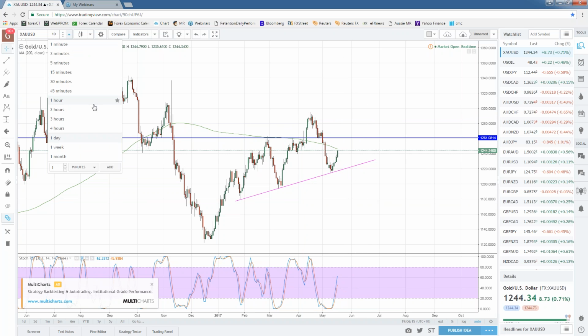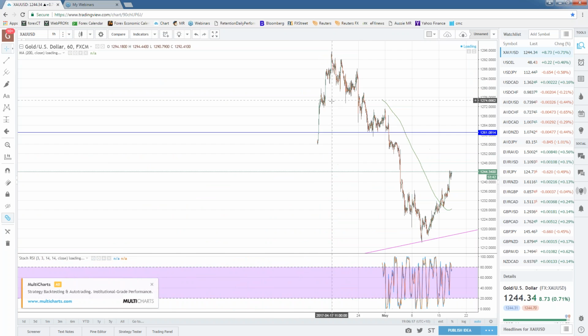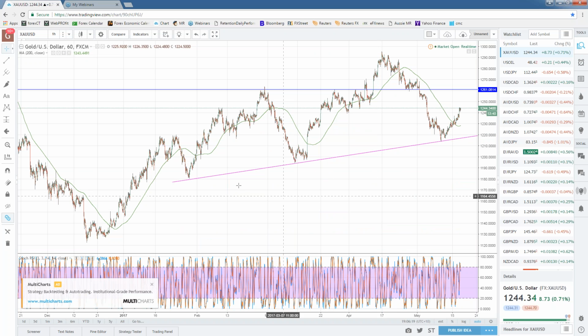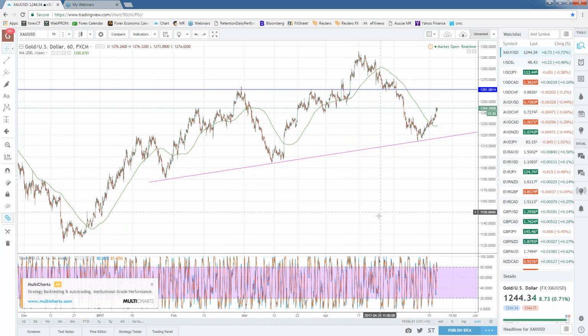And we can see that on the hourly as well. If we go on the hourly and zoom right out, there we go, you can see it quite nicely there as well. It looks great, both on the hourly and on the daily. That looks like an awesome trade, buying off that support.